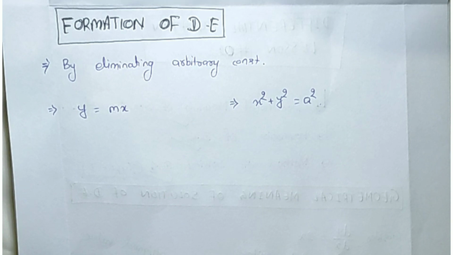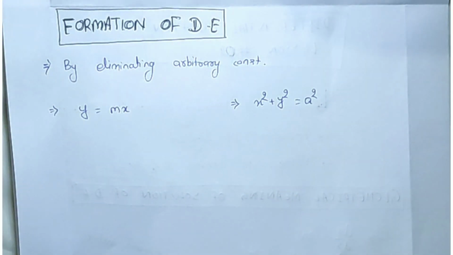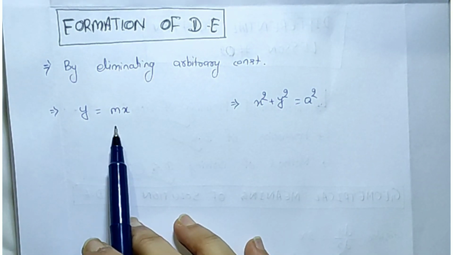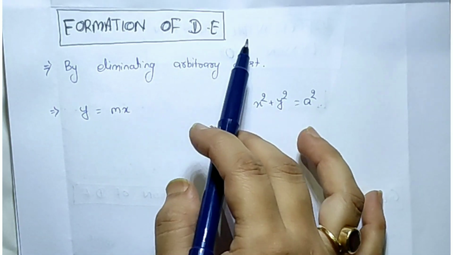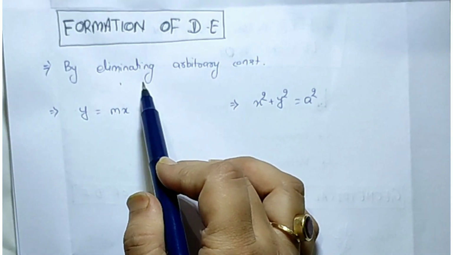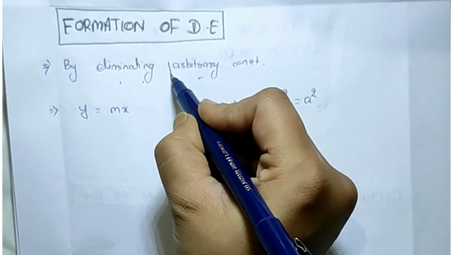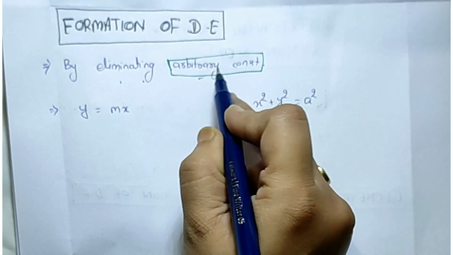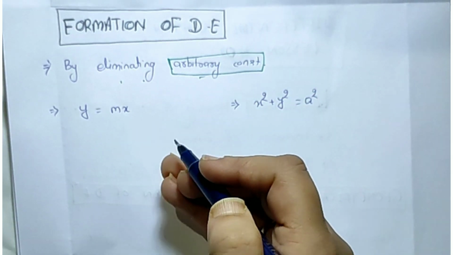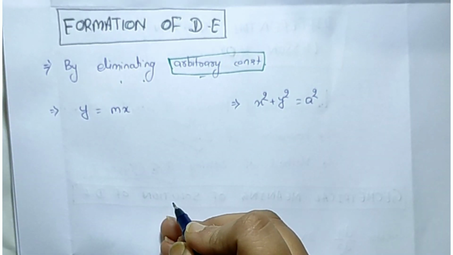Next is formation of differential equation. If we have an equation given, or if we have a solution given, then we can form a differential equation by eliminating the arbitrary constant. We already know what an arbitrary constant is. So by eliminating the arbitrary constant, we can find a differential equation.